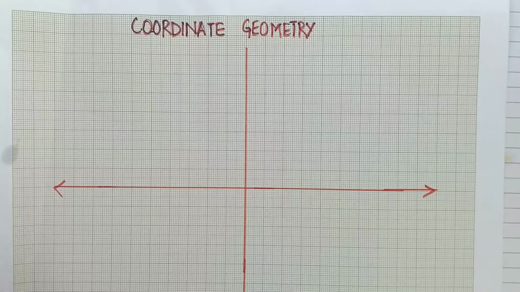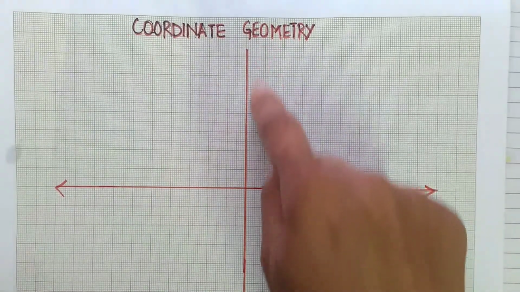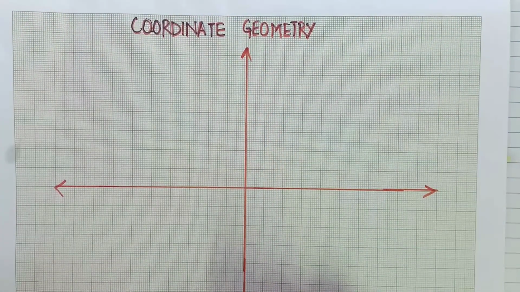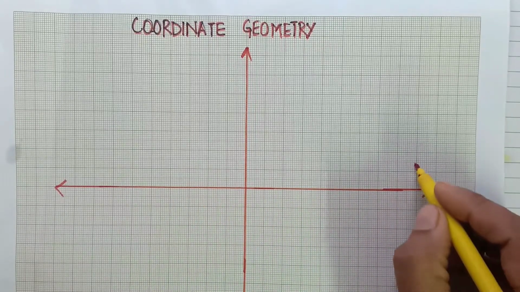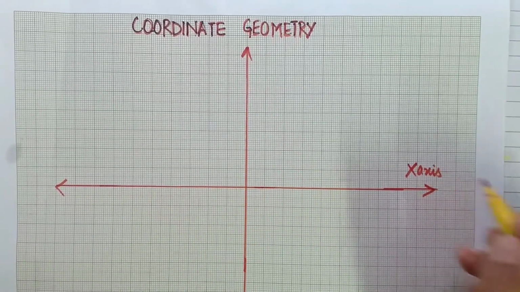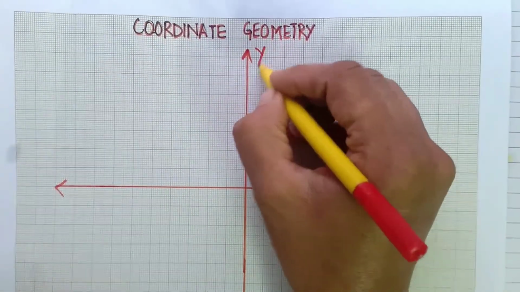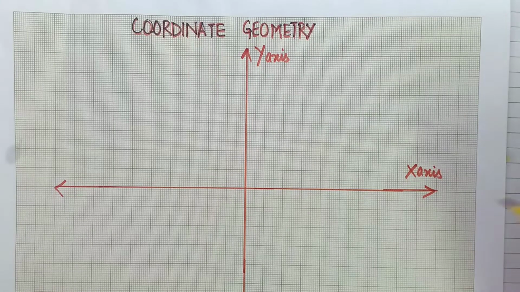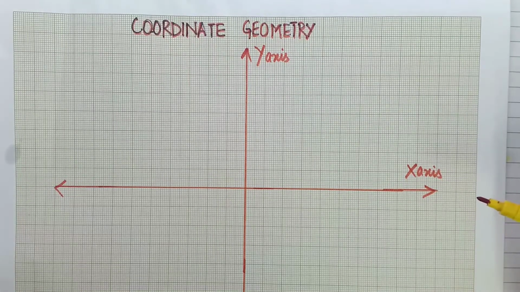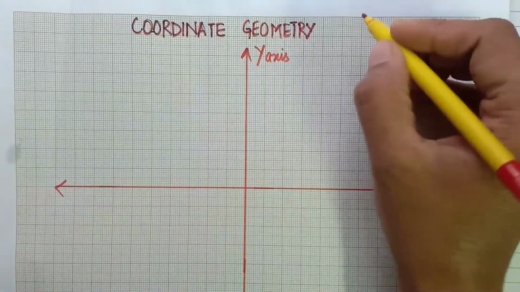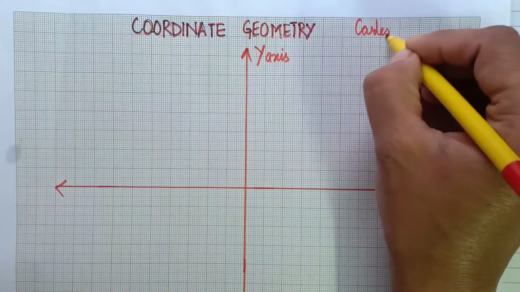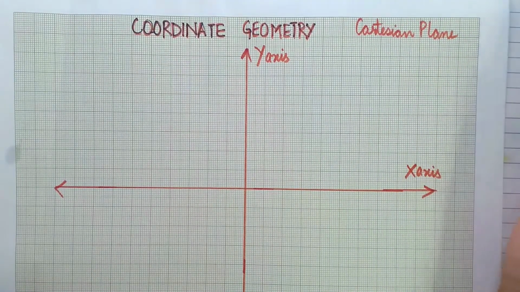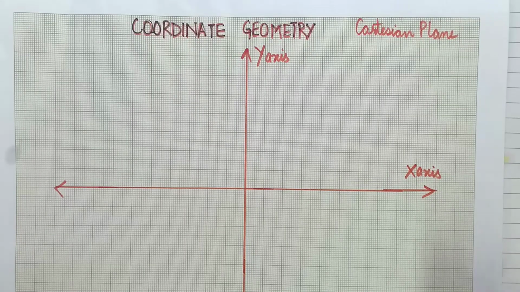As all of you can see, I have taken two perpendicular lines. So these perpendicular lines are called axes, and the horizontal line will be called the x-axis and the vertical line will be called the y-axis. These are the axes, and when the axes are drawn on a plane, then this plane will be called a Cartesian plane. Now I will call this plane the Cartesian plane on which we have drawn two axes.